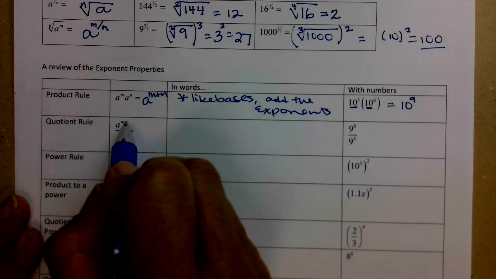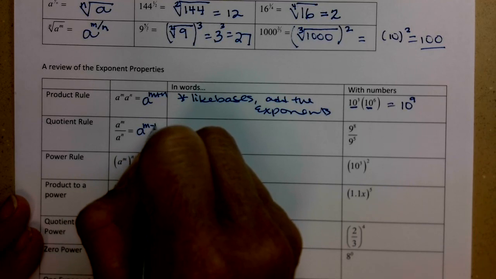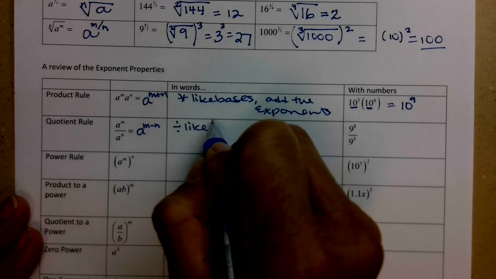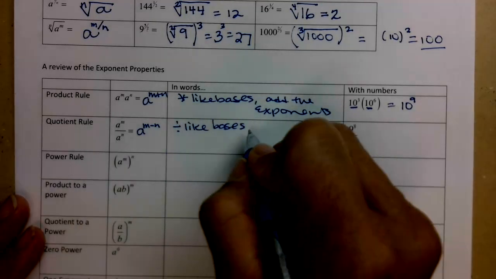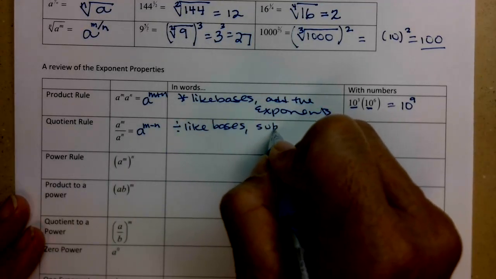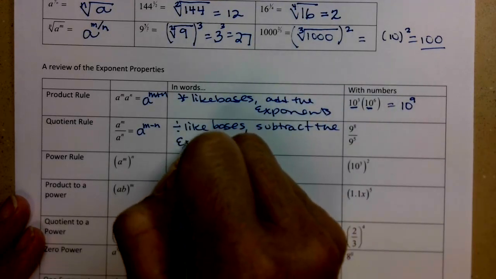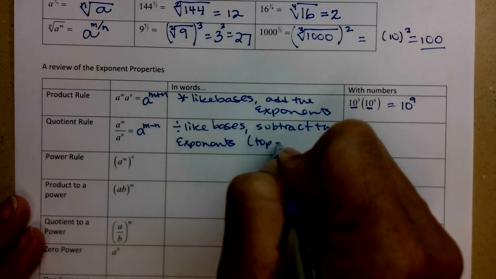Quotient rule, a to the m divided by a to the n. Divide, we subtract, right? So divide like bases. So like means they're both the same letter, same number, something like that. We subtract, top minus bottom. So subtract the exponents. Top minus bottom.